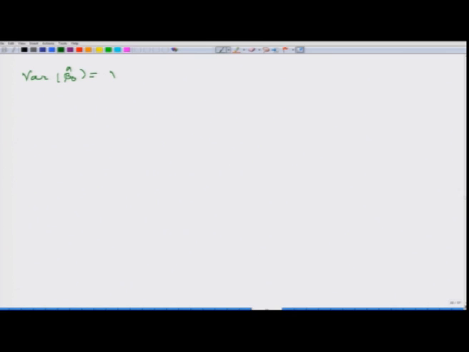So the variance of beta 0 hat is nothing but the variance of y bar minus beta 1 hat x bar. Using the simple statistical rules, I can write this as the variance of y bar plus x bar square times the variance of beta 1 hat minus twice x bar times the covariance between y bar and beta 1 hat. So now let us try to find out these expressions one by one.